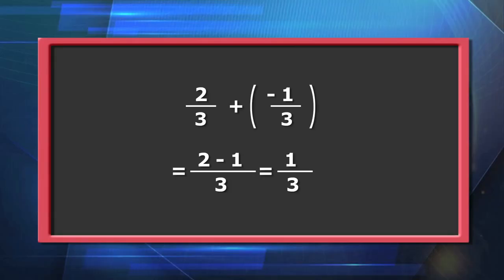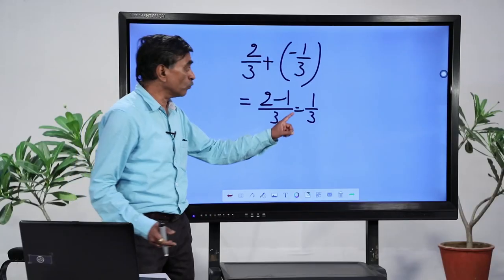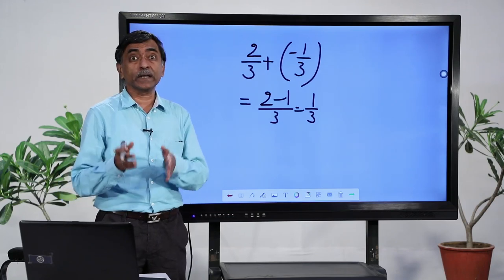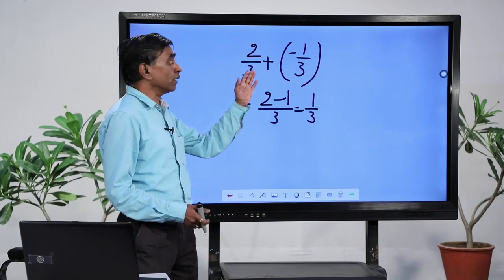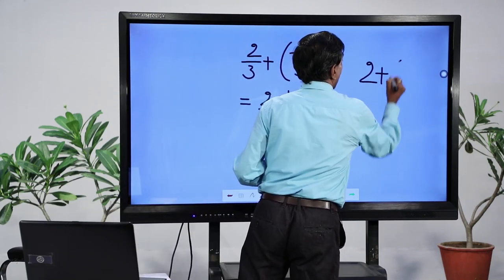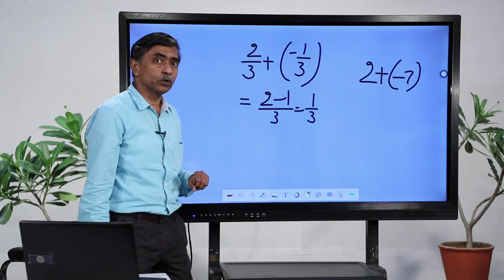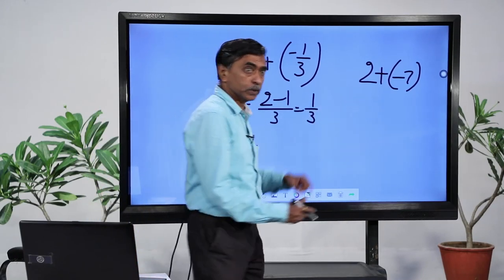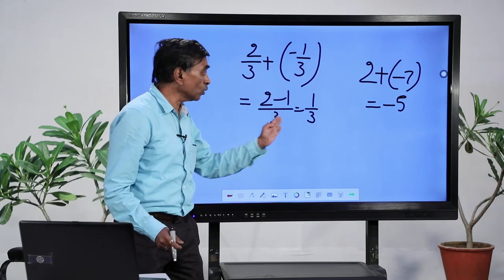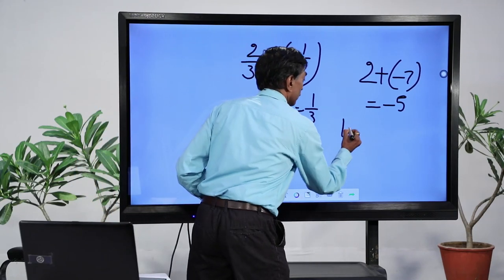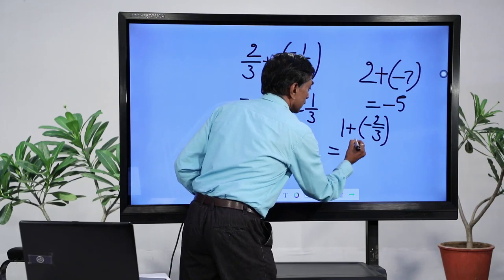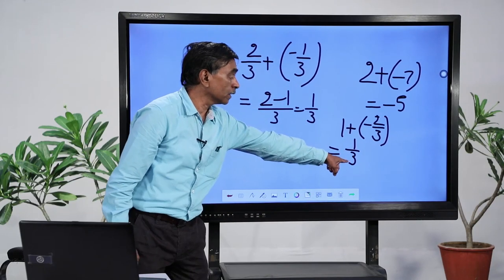You take several such pairs of numbers, add them, and see what kind of number you are getting. Is it strictly an integer? Is it strictly a natural number, or is it strictly a rational number? Every time, if I add two rational numbers, even 2 and minus 7, aren't they rational numbers? They are also rational numbers. So when I add them, what kind of number do I get? I again get a rational number. If I add 1 plus minus 2 by 3, I will again get a rational number.